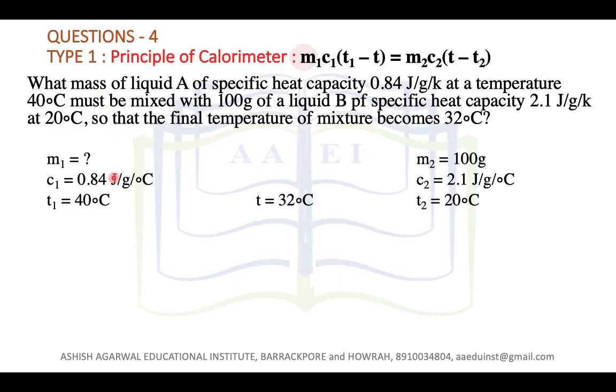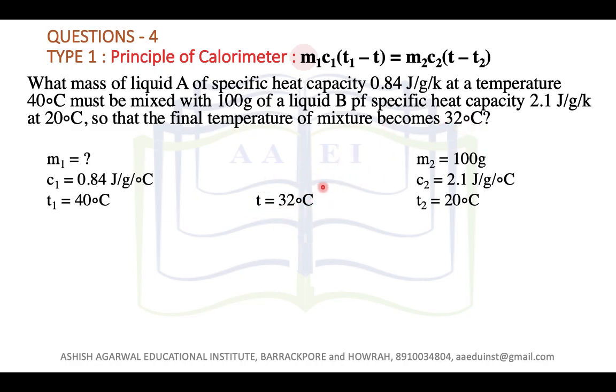Let us see what are the data we have captured. M1, of course it is not there, so it's a question mark. C1, so hot liquid's specific heat capacity 0.84 joule per gram per Kelvin, and temperature was 40, so T1 is 40 degrees Celsius. For M2, we have 100 gram, 2.1, and T2 they have given us 20 degrees Celsius. And what is this 32 degrees Celsius? It is the intermediate temperature.